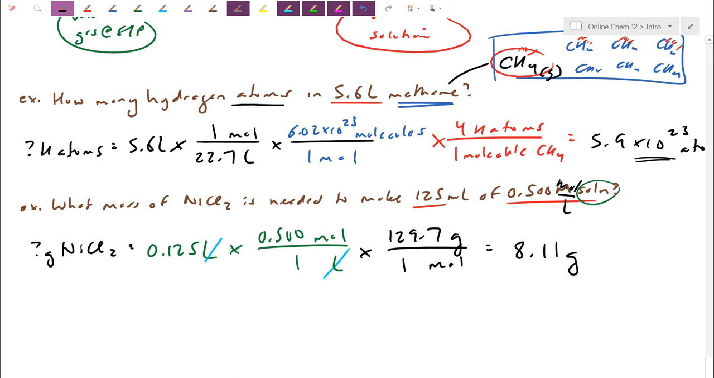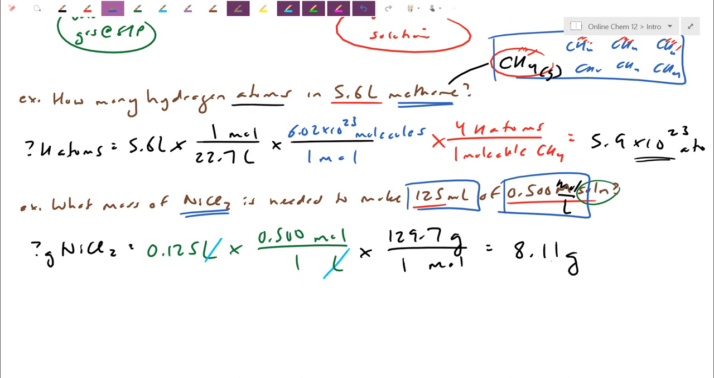This calculation here is sort of asked in reverse because we know the target. I know I want to make about a half cup. I know how strong the orange juice should be tasting. How much powder should I start weighing out so that when I add up the volume here to 125 milliliters, there's enough powder in there? Oh, I need 8.11 for this solution here.